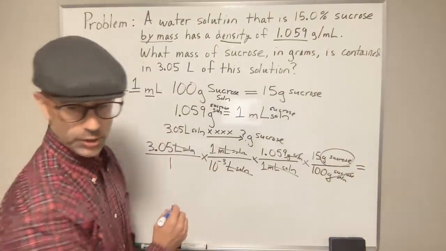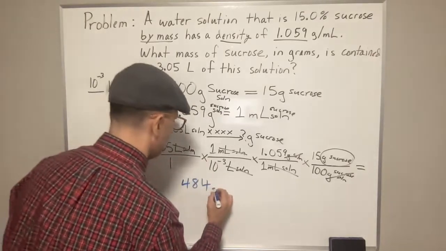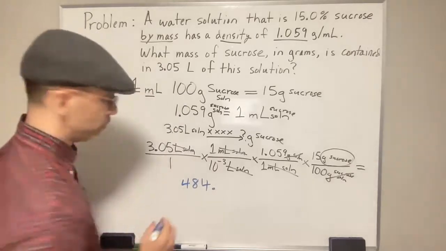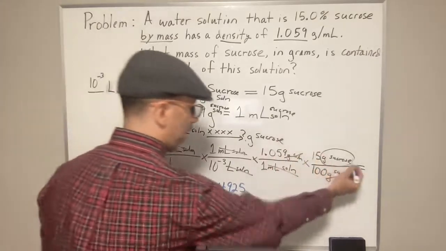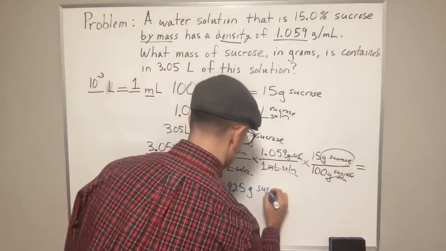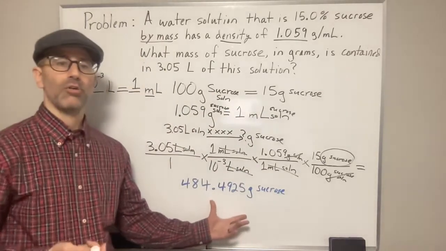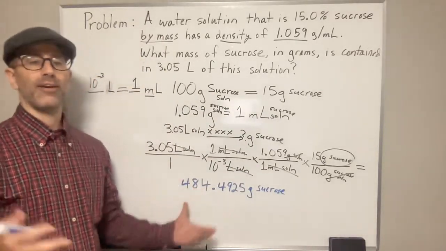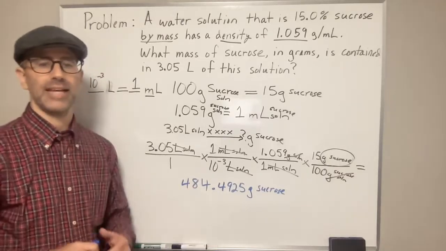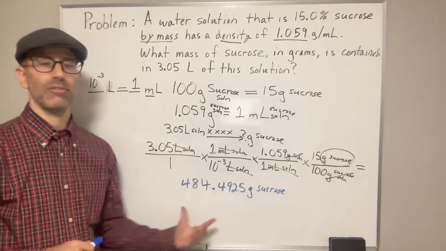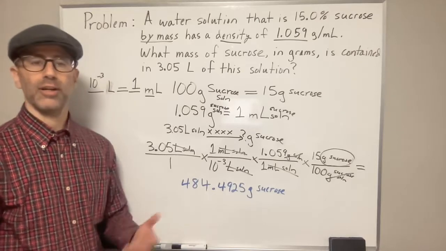And I get, for my answer, 0.4925, and it's grams of sucrose. Okay, I've got my answer. So that's half of the problem. The other half is I need to figure out the number of sig figs that this answer belongs in. I can't write all of this in. I'm only allowed a certain number of significant figures. Well, how do you figure that out?